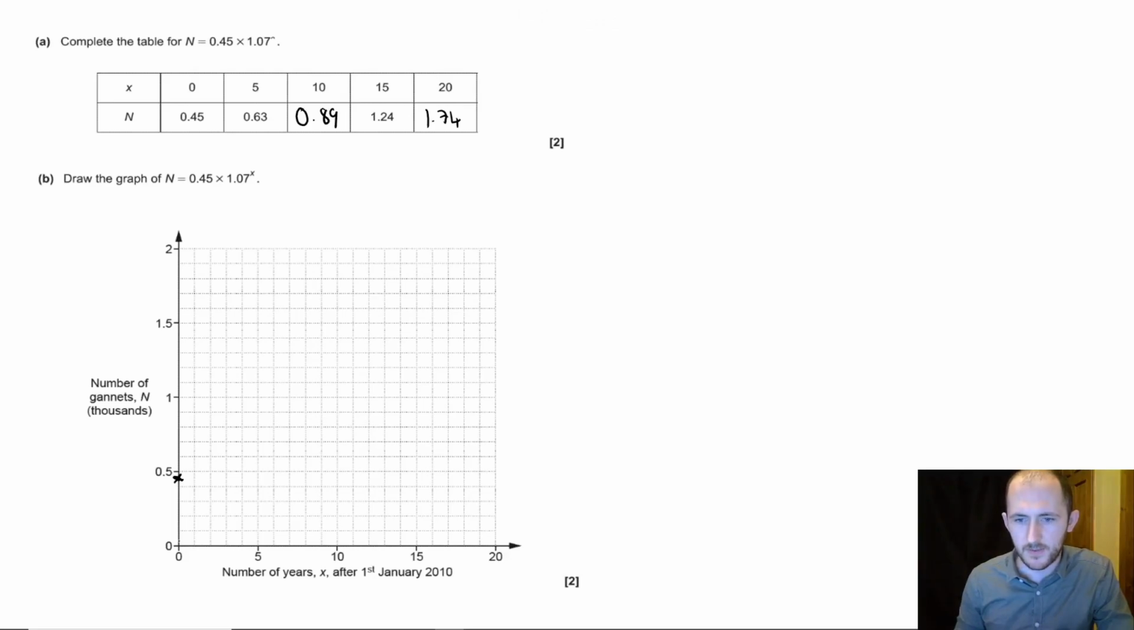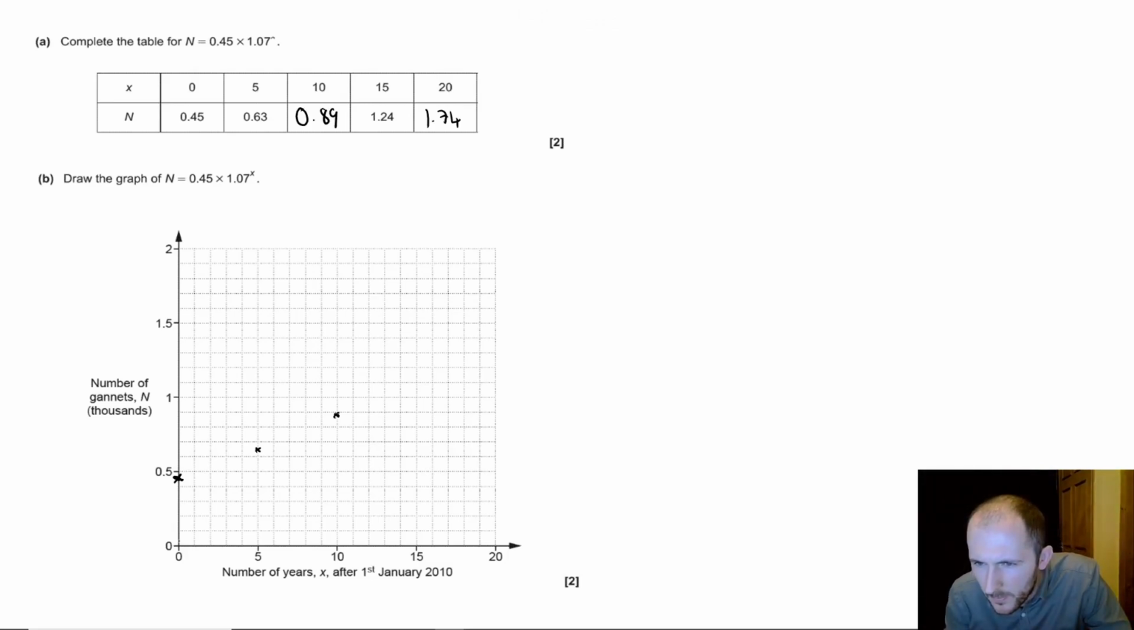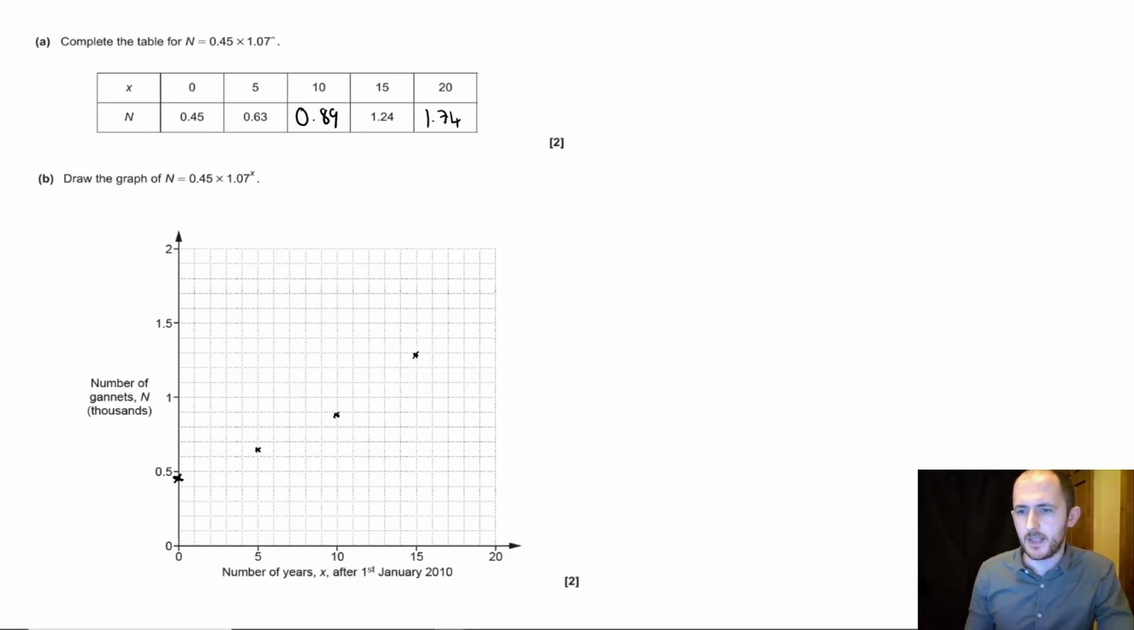5 and 0.63. So this is 5. That's 6. So 3 would be maybe here. 10 is 0.89. So that would be 5, 6, 7, 8. Right underneath 0.9. 15 is 1.24. So we have 1.1, 1.2. 0.24, sorry. And 20 and 1.74, so 1.6, 1.7, and then halfway between the next one.